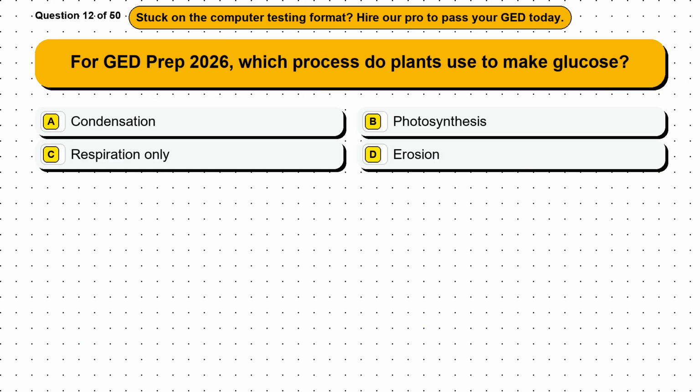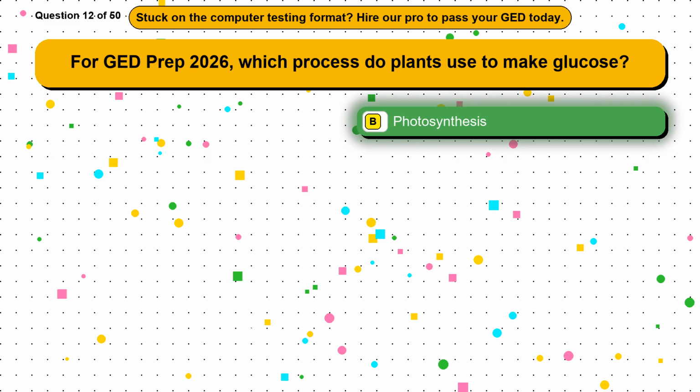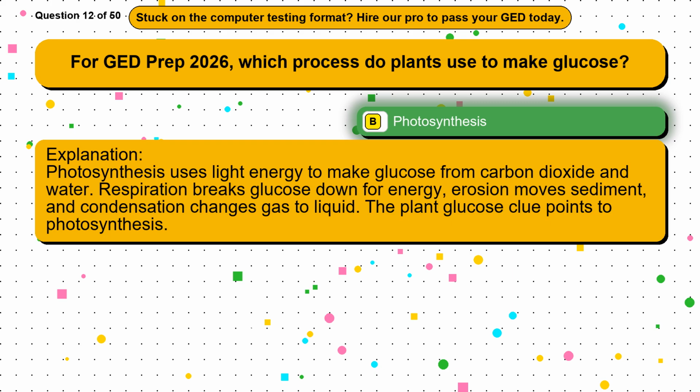Question 12. For GED Prep 2026, which process do plants use to make glucose? Option A, condensation. Option B, photosynthesis. Option C, respiration only. Option D, erosion. The correct answer is option B, photosynthesis. Photosynthesis uses light energy to make glucose from carbon dioxide and water. Respiration breaks glucose down for energy, erosion moves sediment, and condensation changes gas to liquid. The plant glucose clue points to photosynthesis.